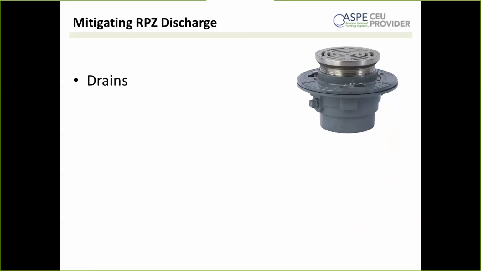So we discussed why RPZ backflow preventers discharge, a little bit of troubleshooting, how to prevent it in the first place by using a strainer or making sure that you're going to deal with thermal expansion. But what about dealing with that discharge when it's happening? Well, there are two main technologies available. One is quite old, it's a drain, and the other is relatively new, flood protection devices.